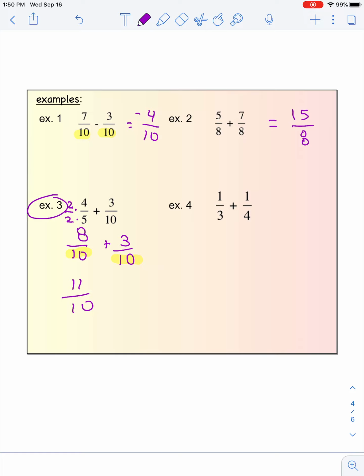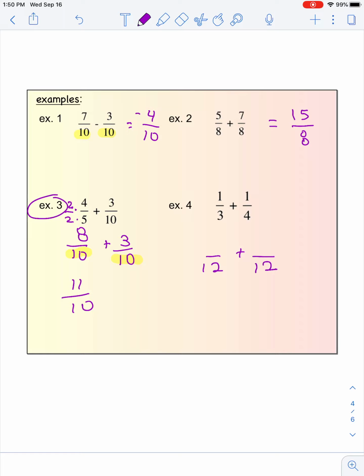You will need to find a common denominator. Can you think of a number that both 3 and 4 go into? Well, both 3 and 4 go into 12. So I'm going to change both of these fractions into twelfths.